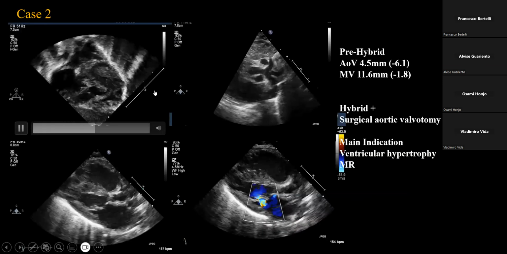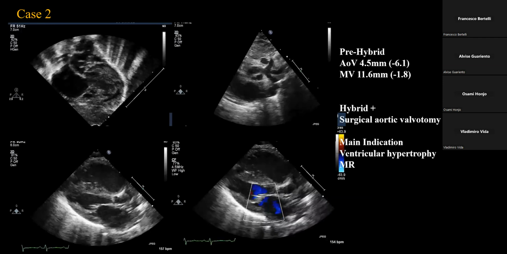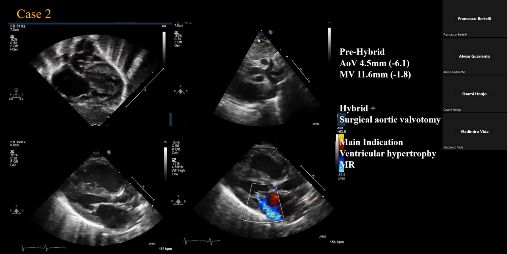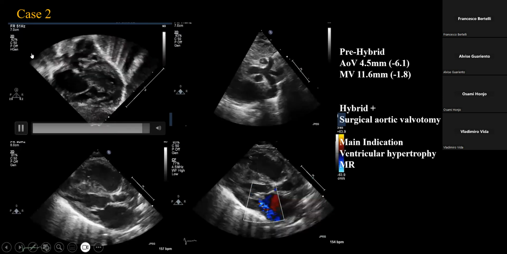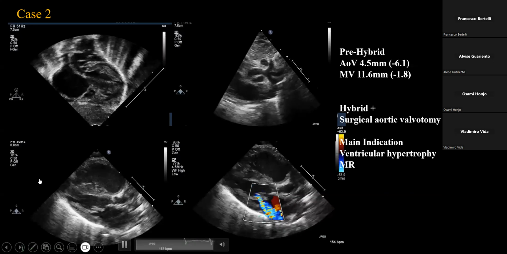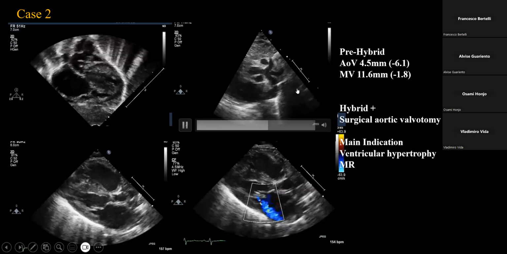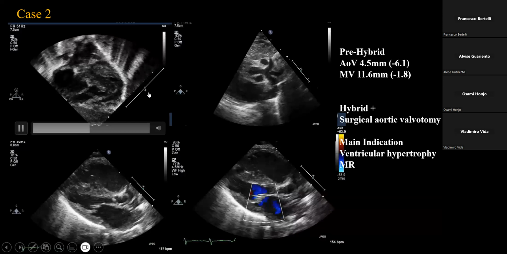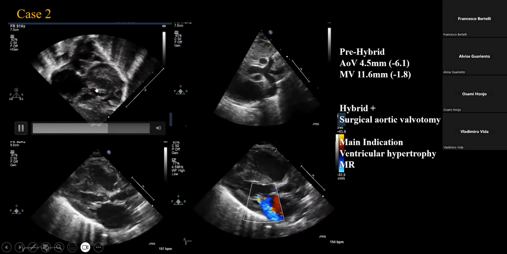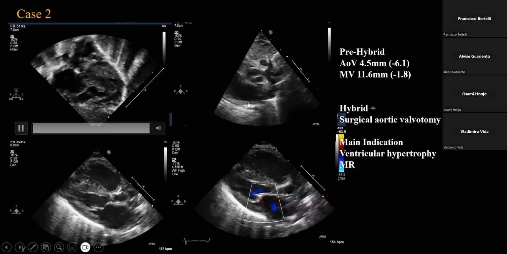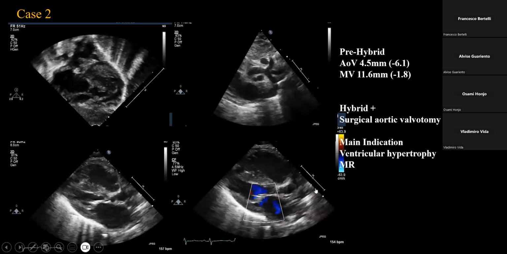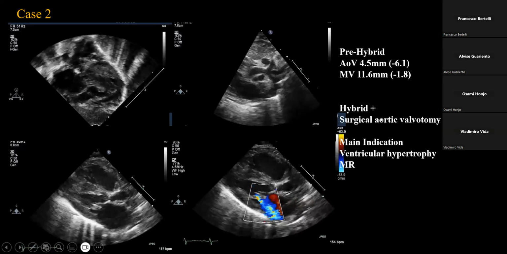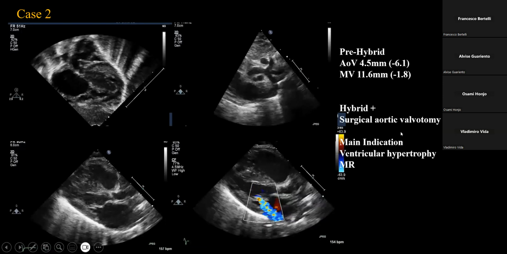So this second patient is quite interesting. This is not necessarily the MRI flow data, but this patient has a flavor of both borderline LV and critical aortic stenosis type anatomy and physiology. So a small aortic valve, not so small mitral valve, but you can see quite dramatic hypertrophy of the left ventricle. What we worry about is this ventricular hypertrophy and the degree of mitral valve regurgitation. Therefore, we did a hybrid stage 1 with surgical aortic valvotomy on bypass.